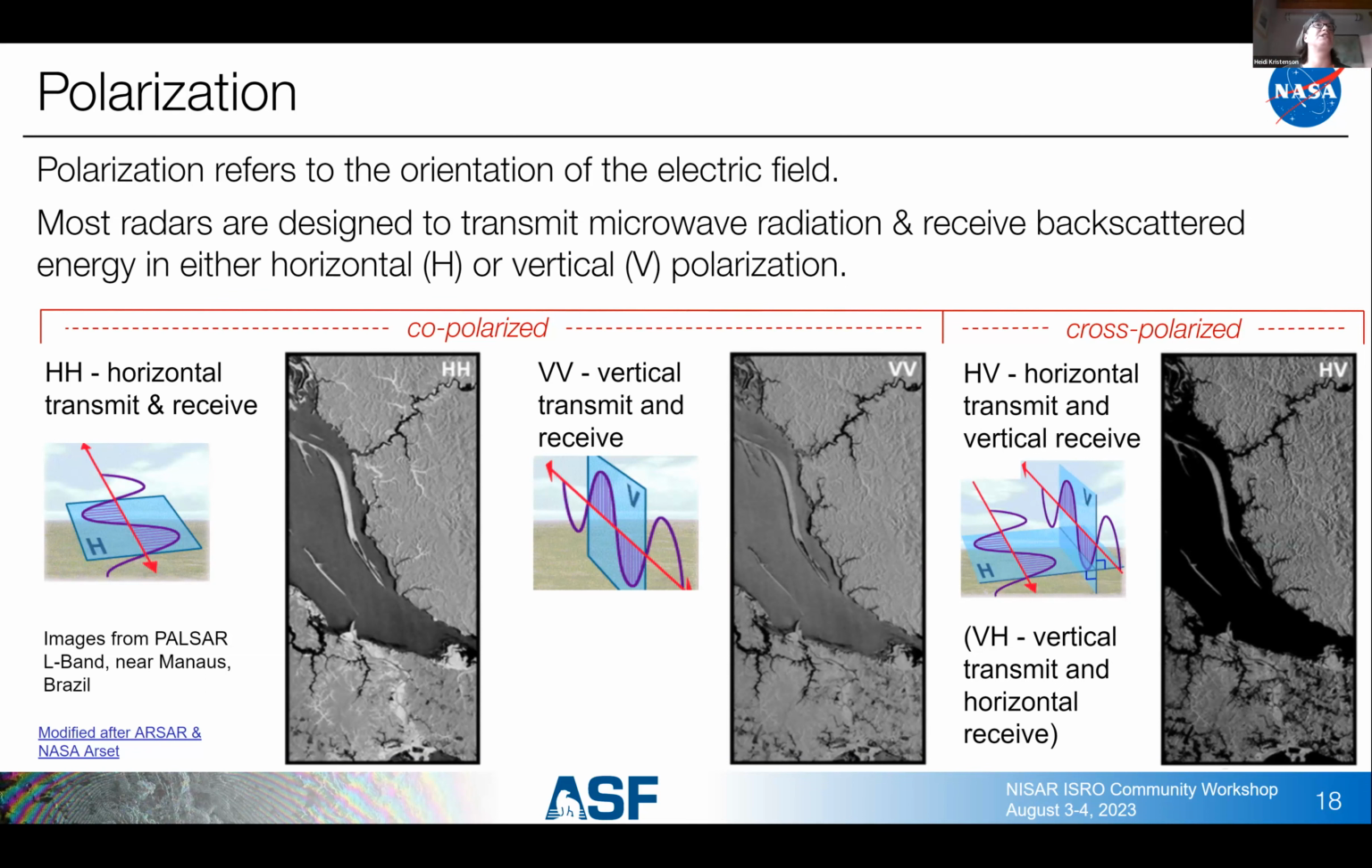Some sensors also are just single pol only. Some of the smaller satellite missions that are more taskable, many of those are just a single pol acquisition. So it's just VV or HH.